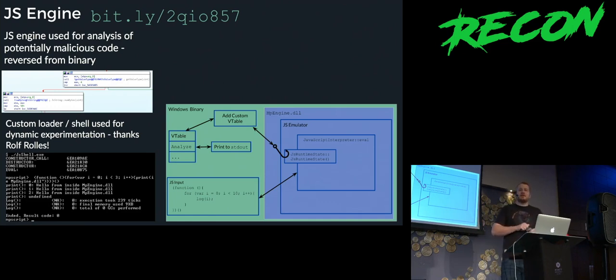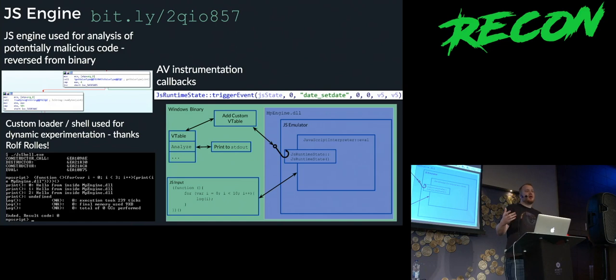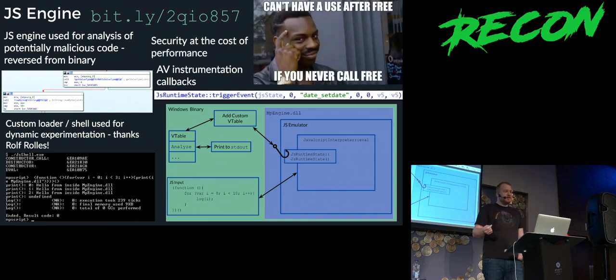You'll see here with the binary emulator also used a similar setup, a custom shell. Throughout the JavaScript engine, I found AV instrumentation callbacks that would inform the heuristic engine in the AV about what actions the JavaScript was taking. And I also found in general that Microsoft made the choice of security at the cost of performance, to the point where they knocked out all garbage collection and just never freed anything after a couple years after frees were found.